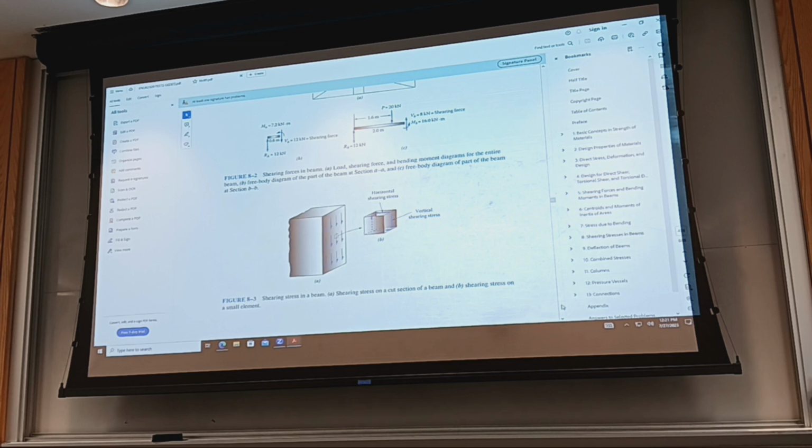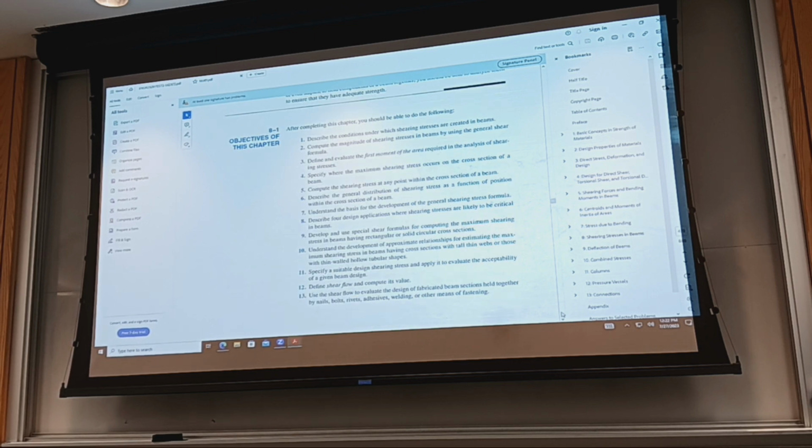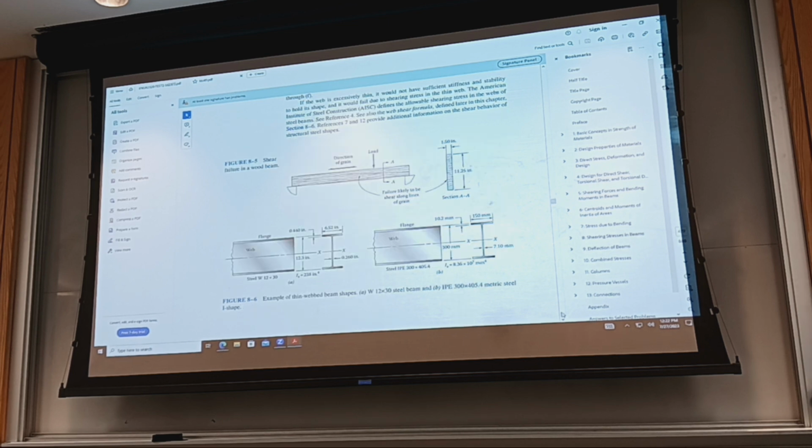All right. So we're going to introduce a new property of area. It's called the first moment of area, that allows us to evaluate, and then we'll go over the proof of this equation. That is, like I said, the first moment of area.